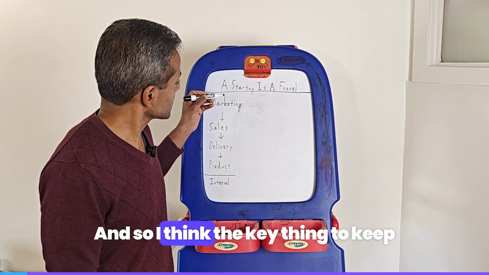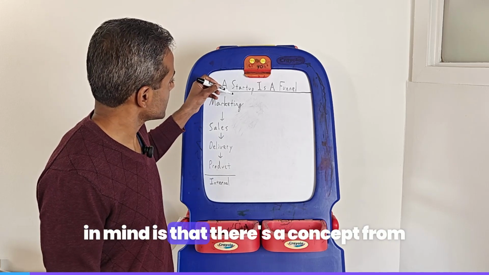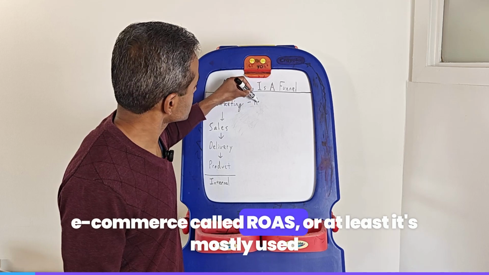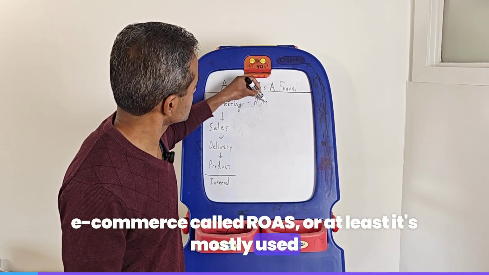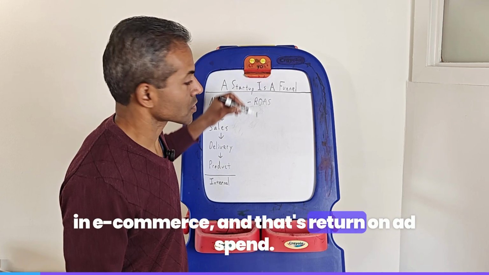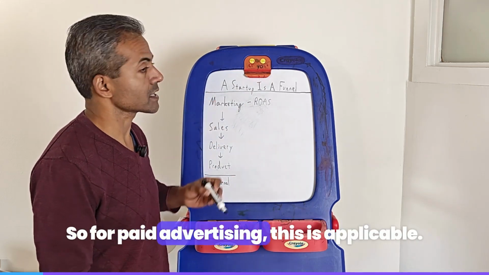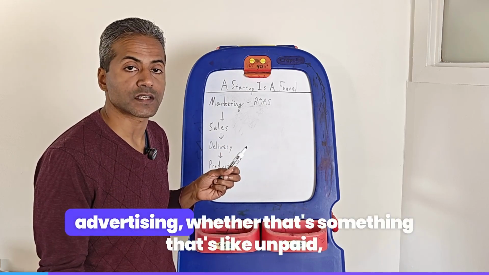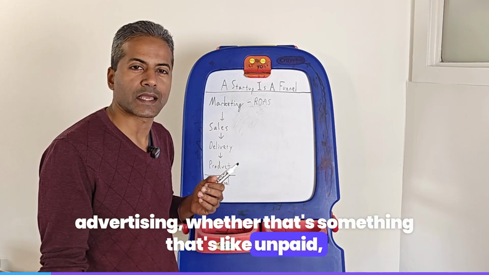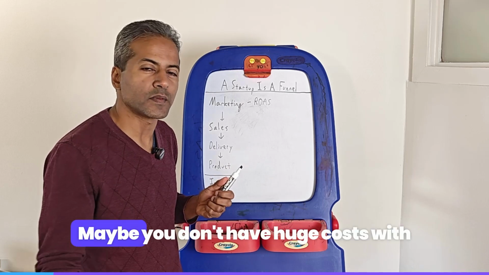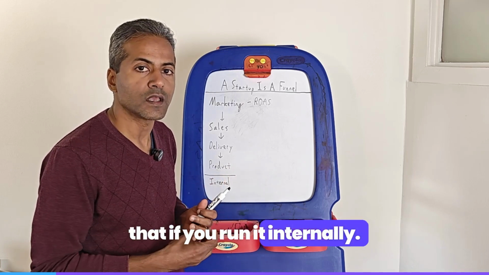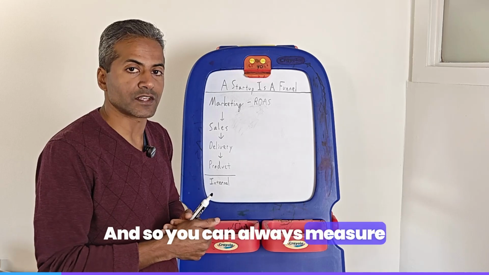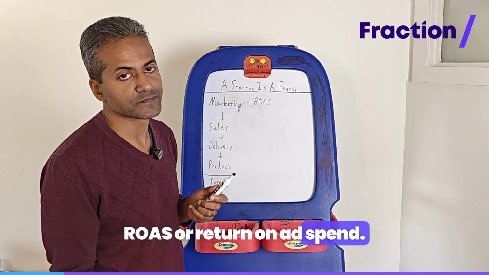And so I think the key thing to keep in mind is that there's a concept from e-commerce called ROAS, or at least it's mostly used in e-commerce, and that's return on ad spend. So for paid advertising, this is applicable. It's actually applicable for all forms of advertising, whether that's something unpaid, like cold outbound email. Maybe you don't have huge costs with that if you run it internally, but fundamentally, there is an investment. And so you can always measure ROAS, or return on ad spend.